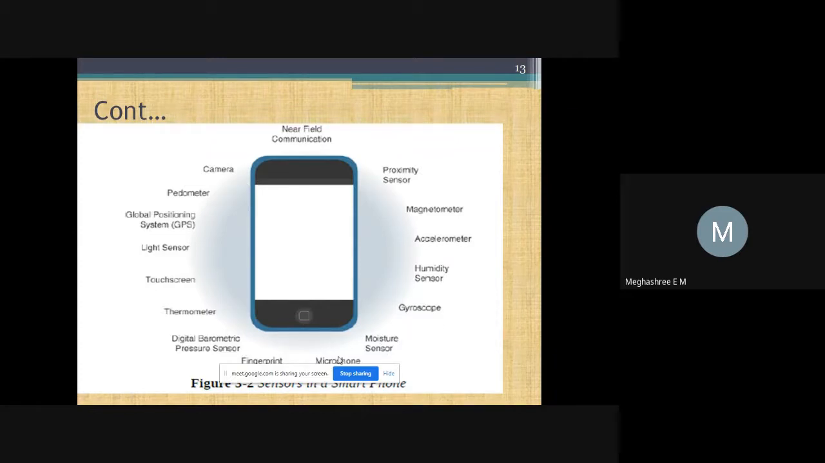So there are many sensors deployed in the smartphone. That's why we are, I can say, addicted to the cell phone, because every detail you will get at the tip of your finger, right? So this is one example for that.